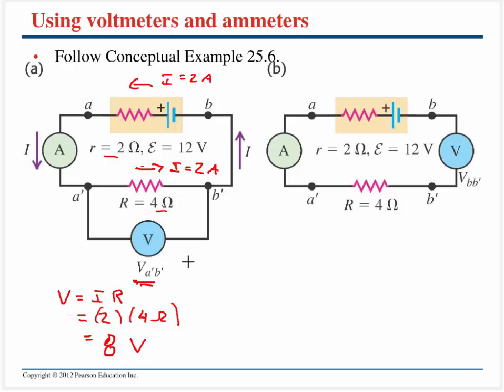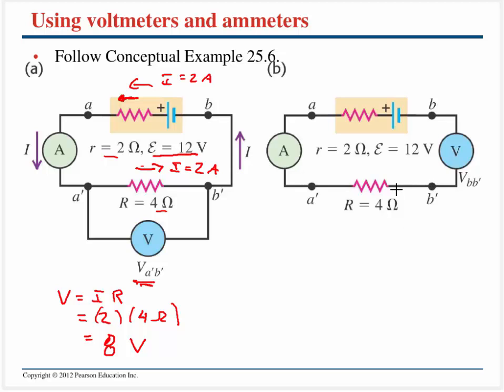We get a warm fuzzy feeling about this 8 volts because we had 4 volts here in the internal battery. 4 volts plus 8 volts is going to give us the 12 volts of EMF, the 12 volts of energy that we initially had. Remember, energy cannot be created or destroyed.